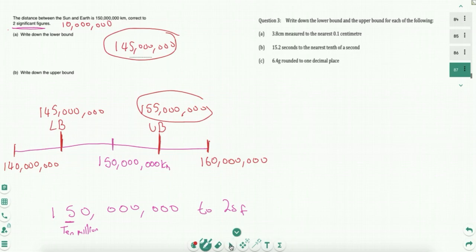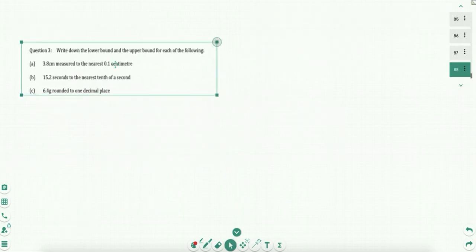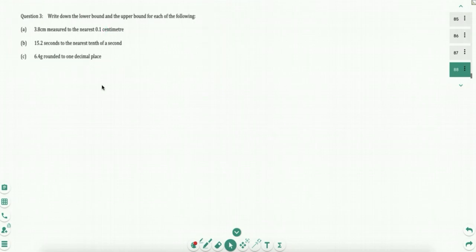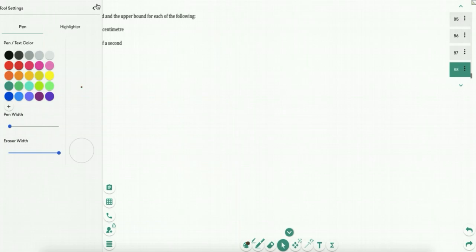Let's look at question 3. We'll do this on the next page, actually. Write down the upper and lower bound for each of the following. So we'll just do these ones quite quickly. 3.8 centimeters to the nearest 0.1 centimeter.